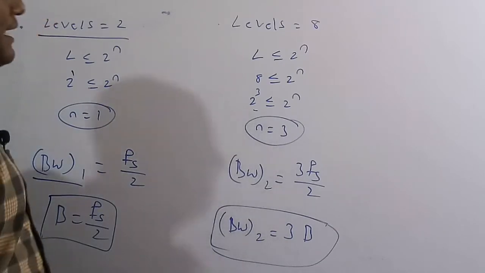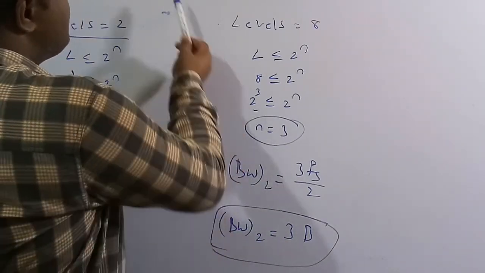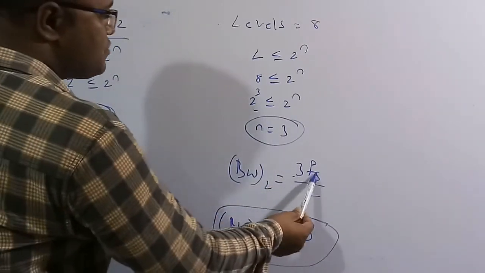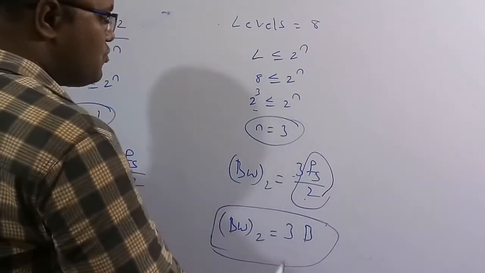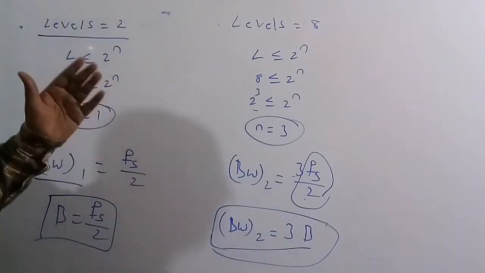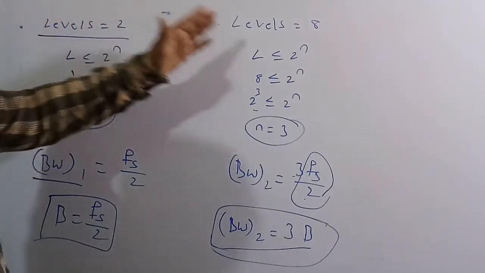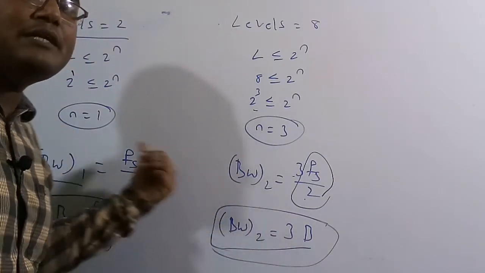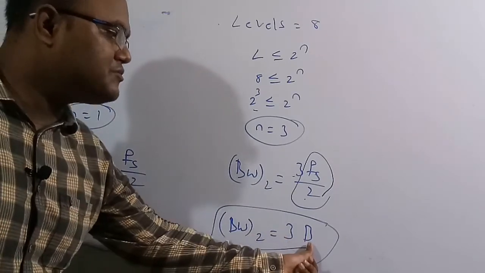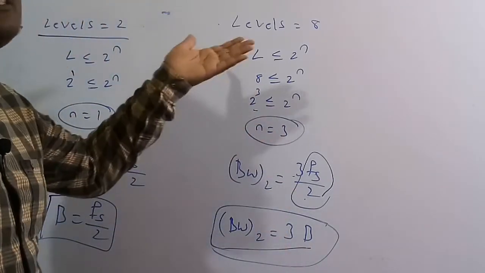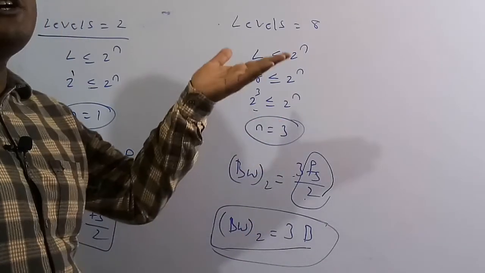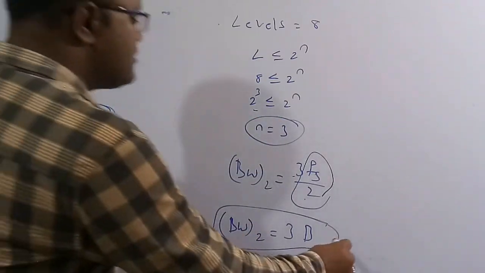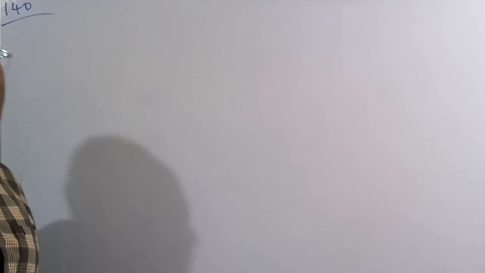So therefore here the bandwidth in this case is equal to, in place of n substitute 3, so 3 fs by 2, but already we know fs by 2 is nothing but b, so therefore 3 into b. So as the levels is increased from 2 to 8, the bandwidth is thrice the previous bandwidth, which is 3 times the bandwidth. This means as the levels increase, the number of bits also increases, so therefore the bandwidth is also going to increase. So this is the correct solution of this question. So this is the last question of this lecture.